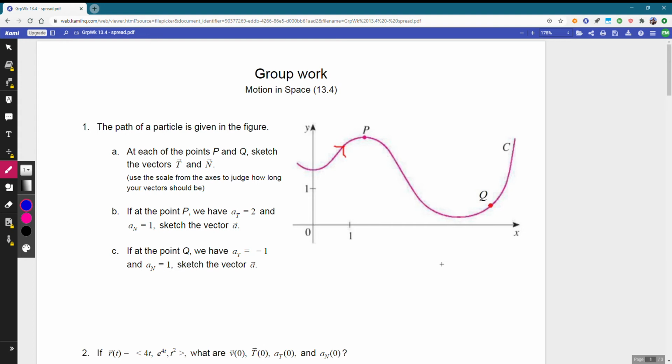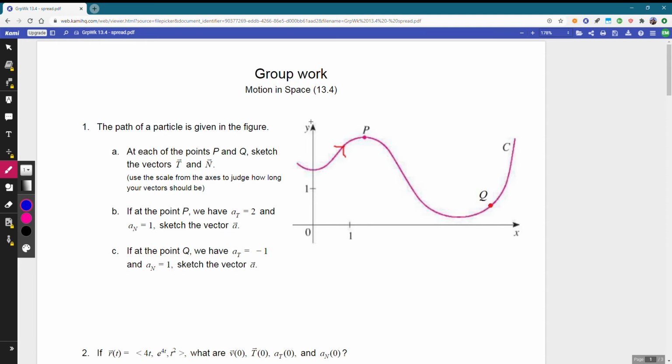All right, so we're going to work through our group work here on section 13.4, motion in space. To start off, we have the path of a particle moving around in the plane. We want to, at each point P and Q, sketch the vectors T and N. And so it says to use the scale from the axes to judge how long your vectors should be. Right, that is talking about these two vectors are unit vectors, and so we want them to have length 1.